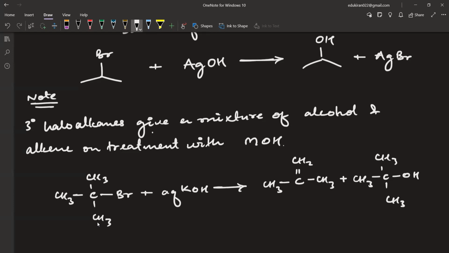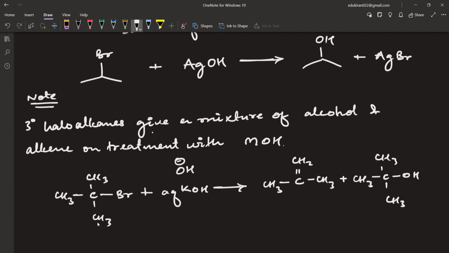We always have an electron rich reagent, OH negative here. Now this OH negative can act as a base as well as a nucleophile. If it abstracts the hydrogen, obviously it is going to abstract some of the hydrogens. If it does not abstract the hydrogen and attacks the carbon atom, then it is giving me nucleophilic substitution. But both things can happen, and both things do happen. It's not only about the probability, but they do happen here.